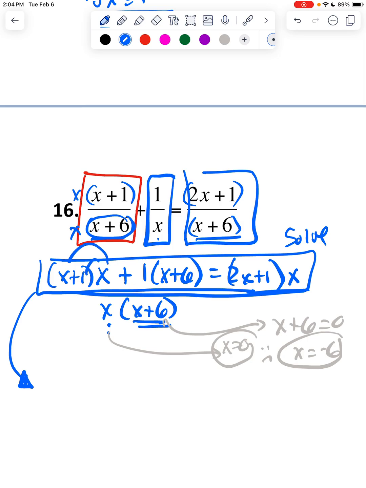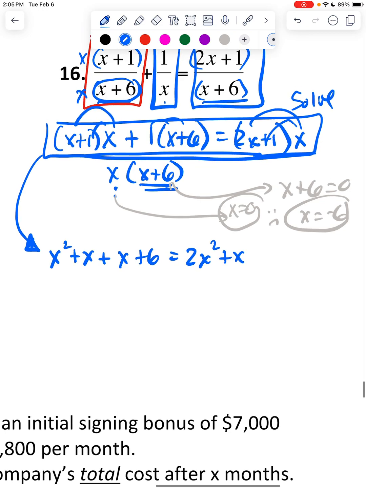I need to distribute my x. Then distributing a 1 doesn't really do anything. And distributing this x, I land here. All right, I need everybody to one side. So I'm going to take this x squared over.